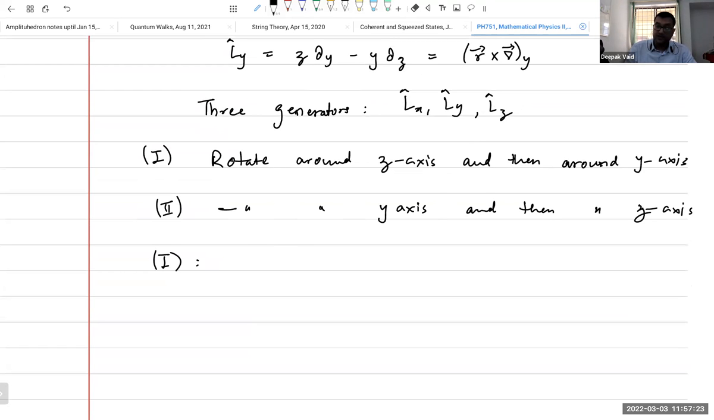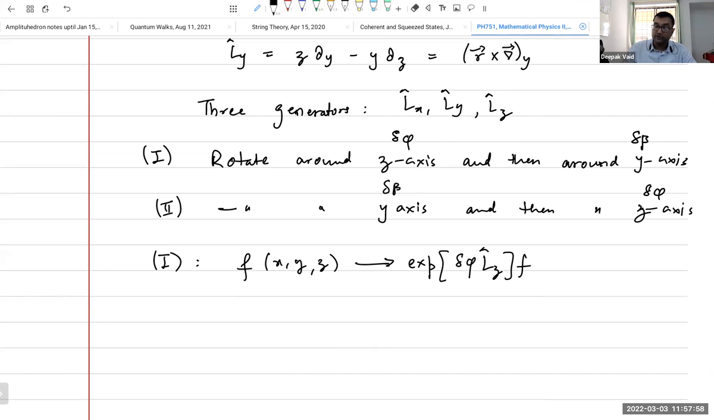So how would I express the change in my function f(x, y, z) when I perform the rotation around the z axis by some amount, by an angle delta phi, and for y I'm using beta, so I'll use delta beta. When I perform the rotation around the z axis by delta phi, what do I get? I get exponent delta phi Lz acting on f. This is the first rotation.